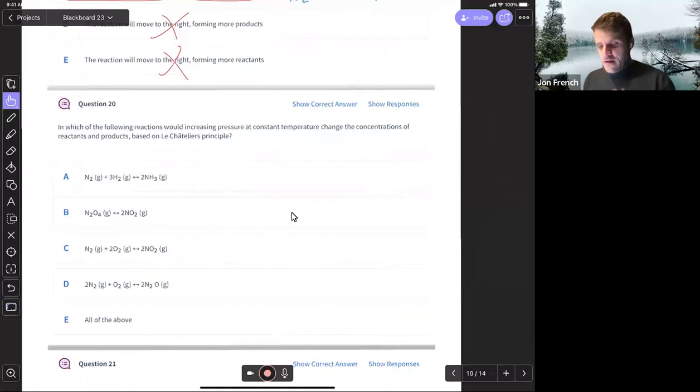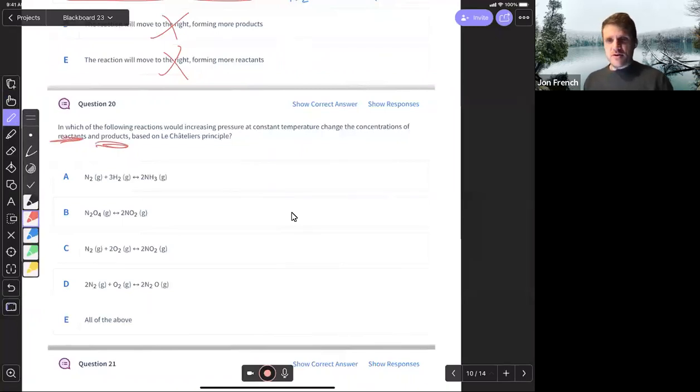So basically, if we increase pressure on a reaction, it can influence the equilibrium if there are unequal numbers of moles on both sides of the reaction. The one trick in this question is that they're not asking for a direction. They're not saying to the left or to the right. They're just saying, in which case will the concentrations of products and reactants change?